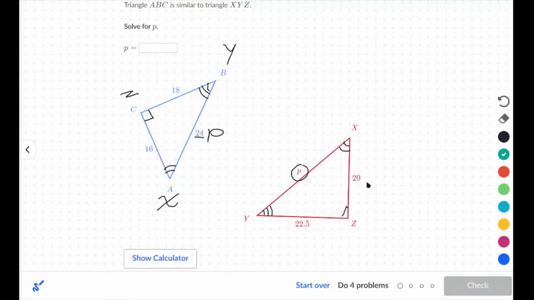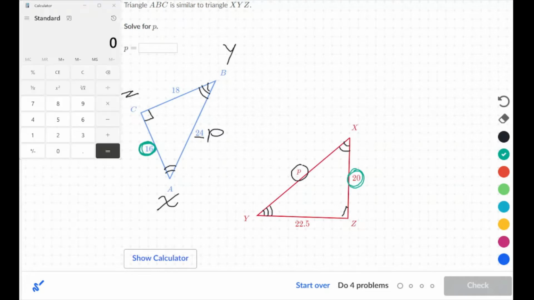So in order to solve it, let's just solve the other numbers first to make sure. On line XZ, it says here that it measures 20. But over here on line CA, it says that it's 16. So how do we know I got from 16 to 20? Well, that's where our handy calculator comes in. 20 divided by 16 equals 1.25. To check that, 1.25 times 16 equals 20.